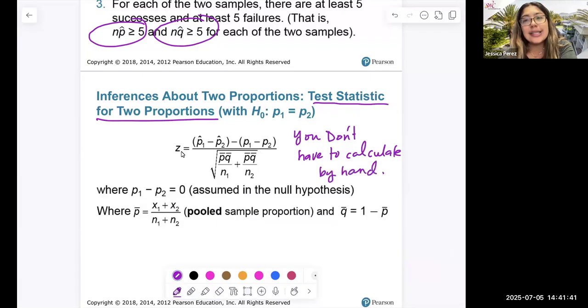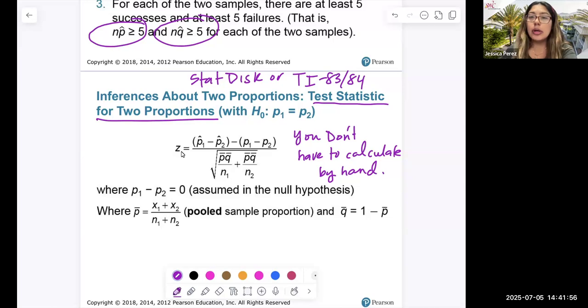Because we will have StatDisk, we're going to be able to use StatDisk or your TI-83/84. So you're going to be using technology to help you with these. Again, don't worry about the formula if it looks messy. You are not going to be asked to do this by hand.